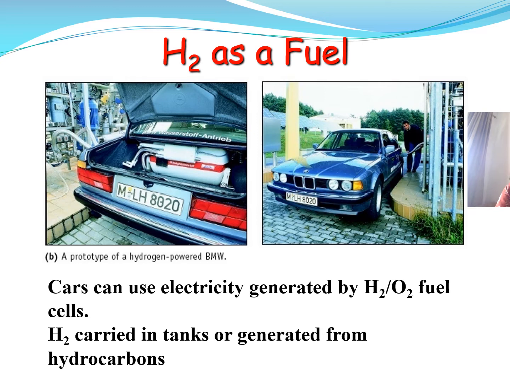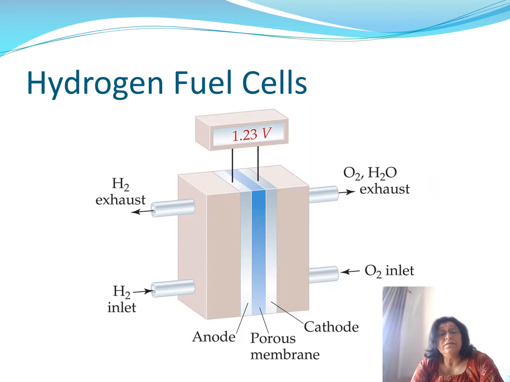Now hydrogen as a fuel. Cars can use the electricity generated by hydrogen oxygen fuel. Hydrogen carried in tanks is generated from hydrocarbons. So in this what happens? This is a hydrogen fuel cell. Hydrogen and oxygen act as anode and cathode respectively. The place from where you are giving the hydrogen acts as anode, and the place from where you are giving oxygen acts as cathode.